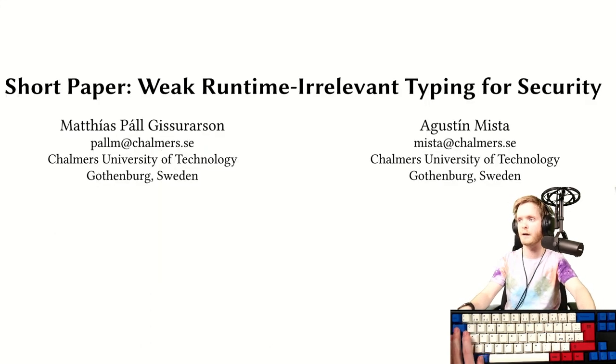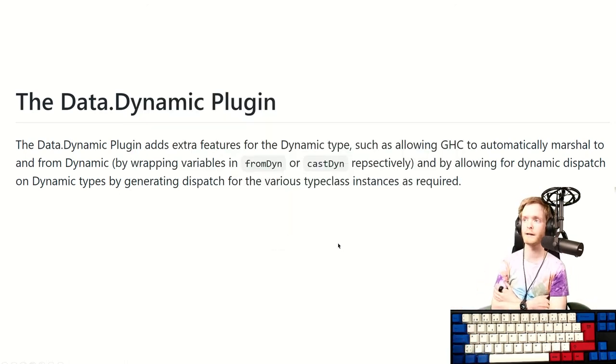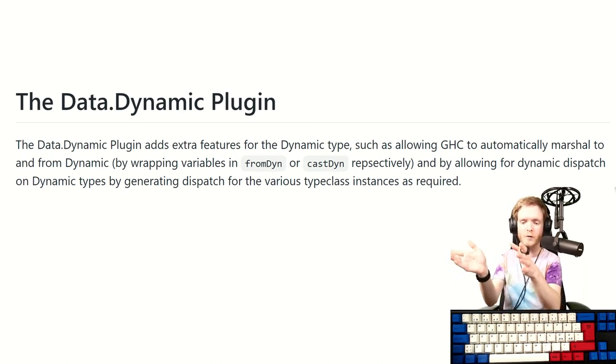And then I've been working a bit with Augustine as well on something I call the data.dynamic plugin. It's basically the same idea, except that instead of just saying this is actually the same value, we state that it would be the same value if you apply this one function to it. And Haskell has support for dynamic types. To use those dynamic types, you have to use these toDyn and fromDyn functions that take some value and make it into a dynamic, or take a dynamic and make it back into a value.